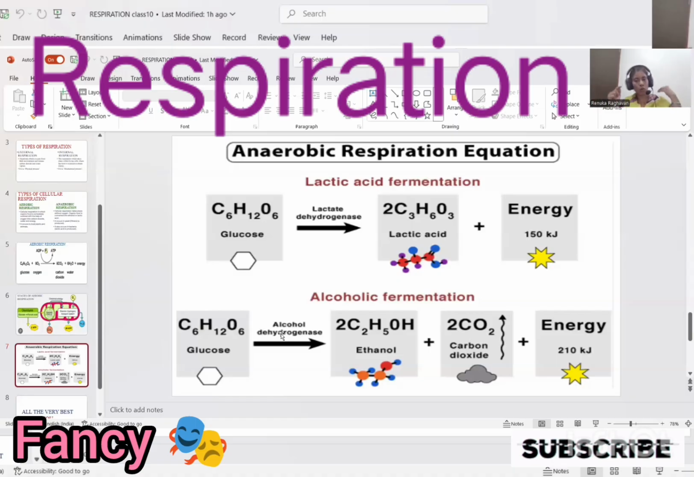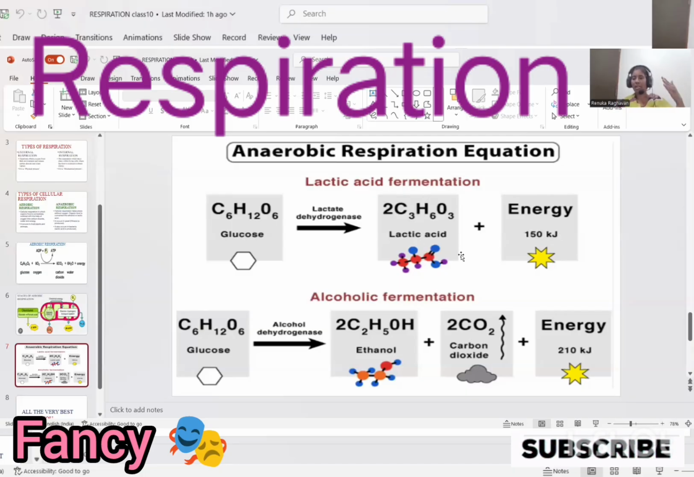That metabolism also you'll be learning later in your higher classes. Okay, now for this level, the anaerobic respiration equation: I tell you that glucose, C6H12O6, will be converted into lactic acid. This is the lactic acid fermentation. Now only I told you about muscle cramps, where the lactic acid deposition will take place, along with energy being produced here also. And then some bacteria also undergo this lactic acid fermentation.